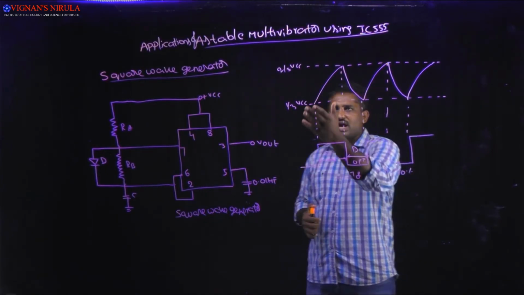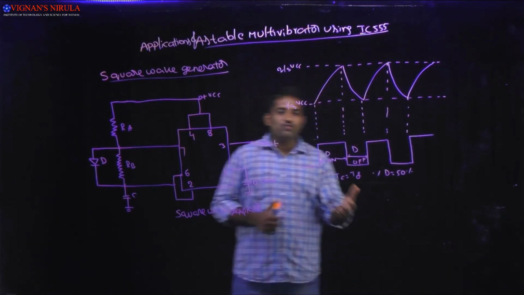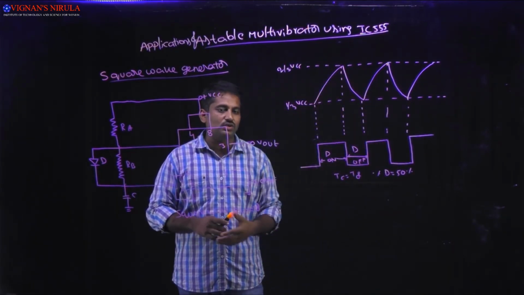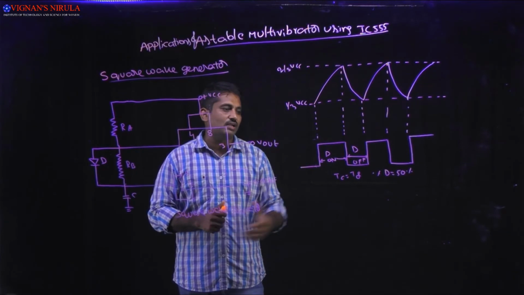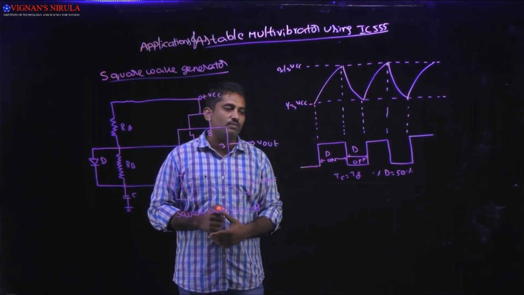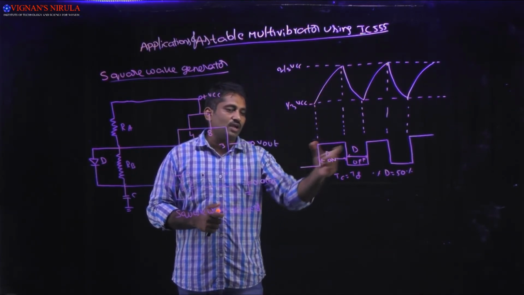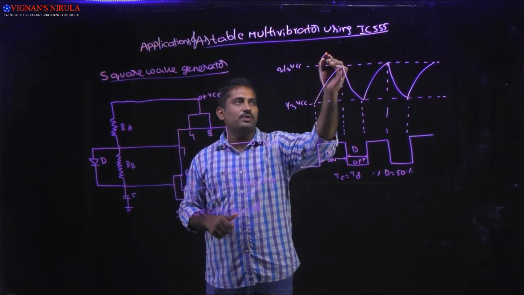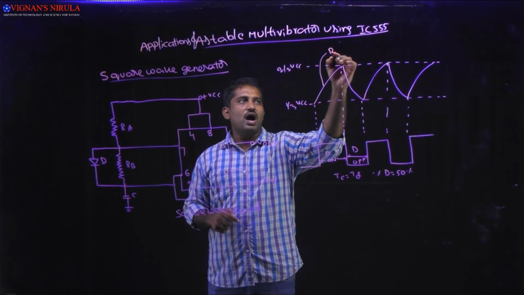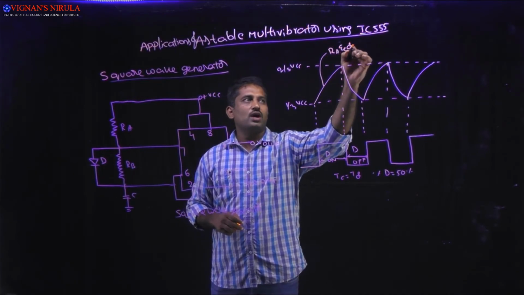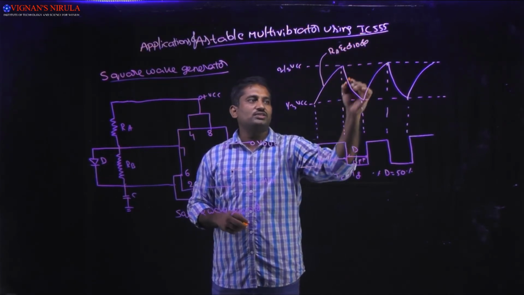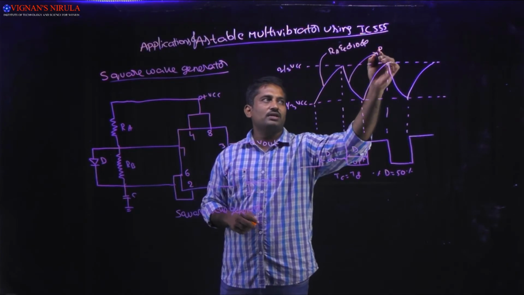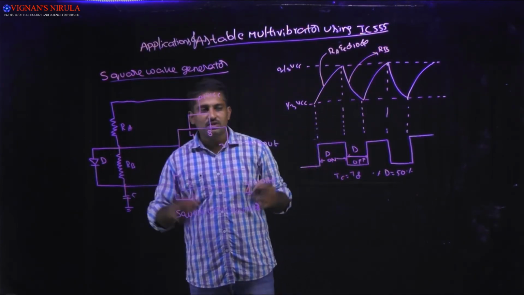And here I am representing the waveforms for the generation of this 50% duty cycle. If you observe this waveform, here the T on and T off will be equal. Here this charging time period will be because of Ra and diode, and the discharging time period will be generated because of Rb and C.